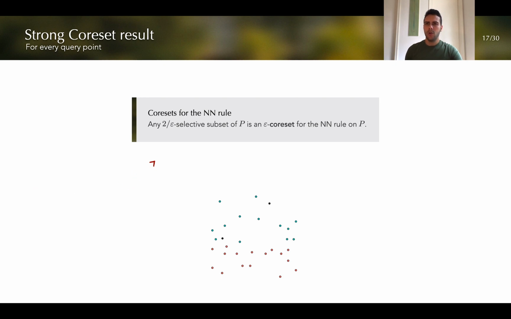Now, our strong coreset result is as follows. We know that any 2 over epsilon selective subset of P is an epsilon coreset for the nearest neighbor rule. And the way that we prove this is as follows. So we have two cases. The query points that had an initial chromatic density greater than or equal to epsilon, which were easier to classify. These query points we know are going to be correctly classified after condensation.